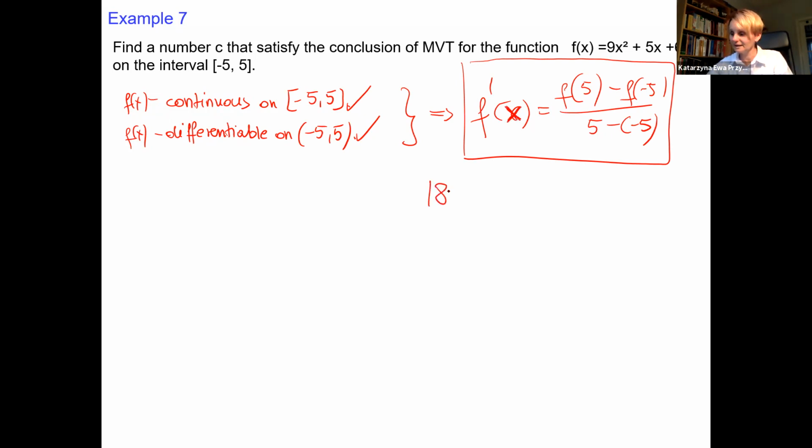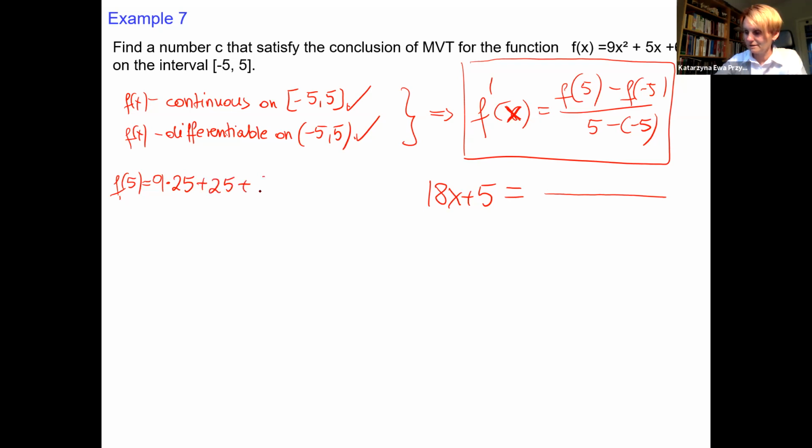Okay, the derivative is 18x plus 5. I just differentiate the function. Now, we need the value at 5. A little bit of calculation. Let's compute. 9 times 25 plus 5 times 5, 25, plus 6. 9 times 25 and another 25 is 10 times 25. 10 times 25 is 250, and 6.